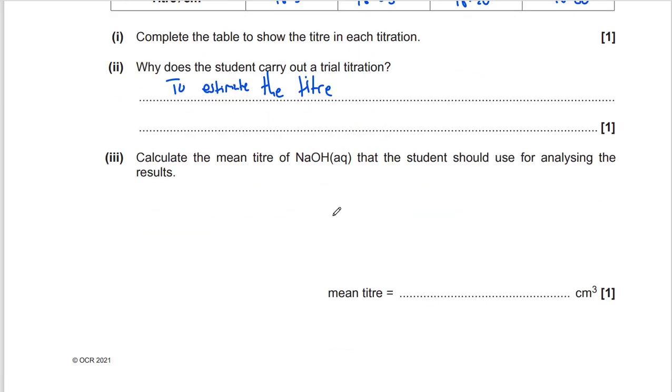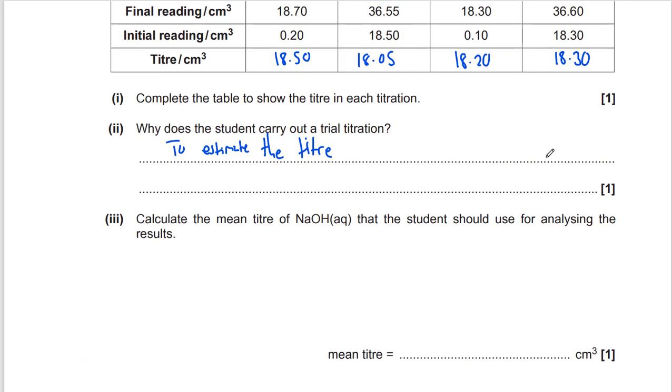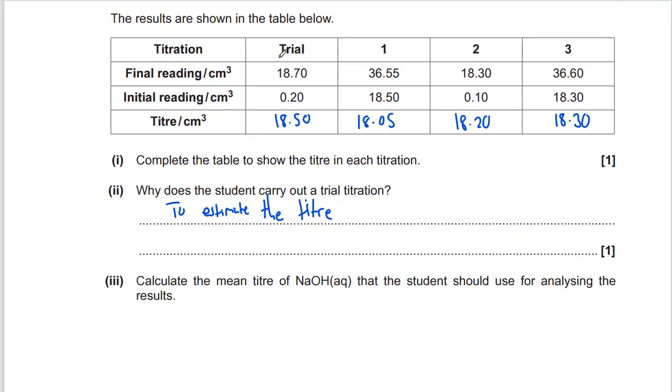Now, calculate the mean titer. Again, to calculate the mean titer, just to be clear here, you never, ever use the trial to calculate the mean titer. And from the remaining data, you only use concordant results. That is, results that are within 0.1 of each other.